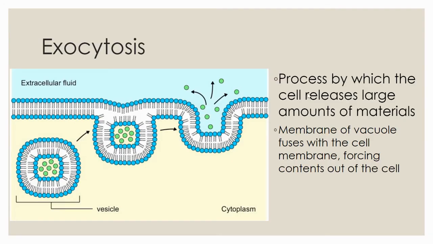Next up, we've got exocytosis. Exo kind of sounds like exit. And in exocytosis, the cells release a large amount of material out of the cell. So you start with some material in a vesicle, possibly made by the Golgi body, and then that vesicle approaches the cell membrane, where phospholipids join in with the cell membrane, and then it pushes the material out of the cell. That is exocytosis, where the material is exiting.